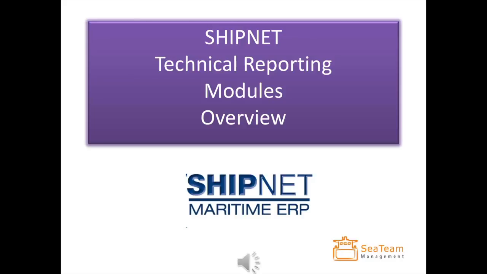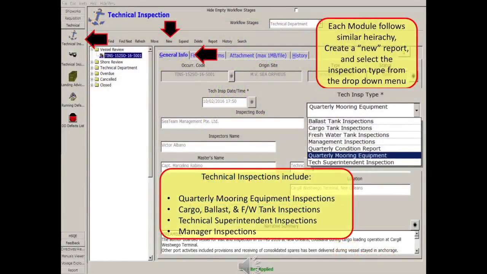ShipNet Technical Reporting Modules. Overview. Each module follows a similar hierarchy. Create a new report and select the inspection type from the drop-down menu. Technical inspections include quarterly mooring equipment inspections, cargo, ballast, and F/W tank inspections, technical superintendent inspections, and manager inspections.